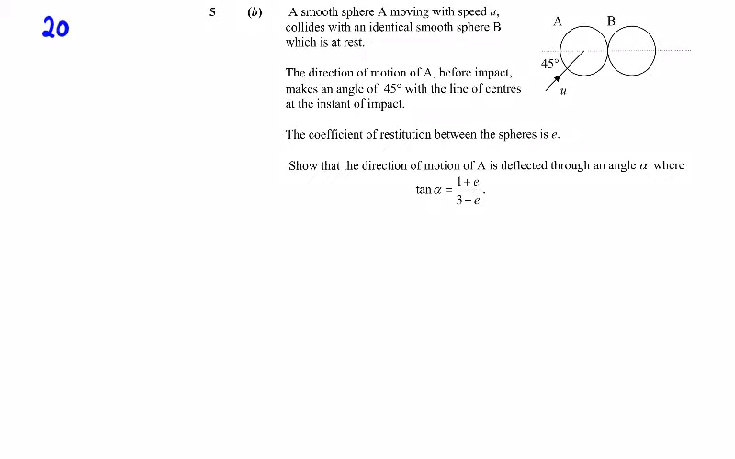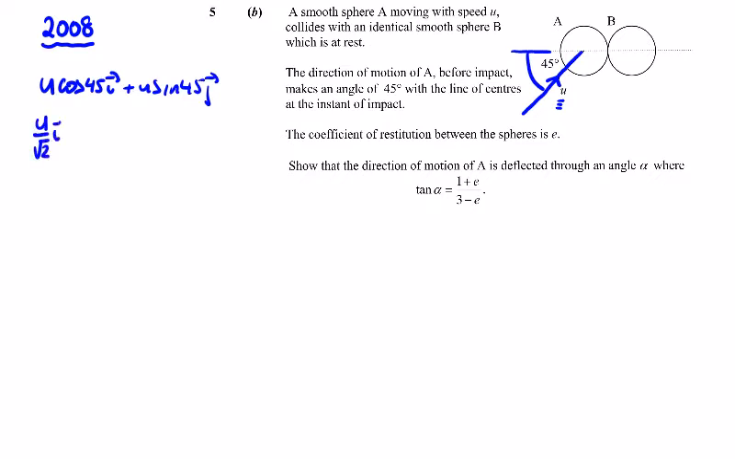Here we have the 2008 oblique collisions question. We have A moving in this direction, the angle of 45, speed of u. So my vector is u cos 45 in the i direction, plus u sin 45 in the j direction. So its velocity before impact is just going to be u over root 2 in the i direction, plus u over root 2 in the j direction.